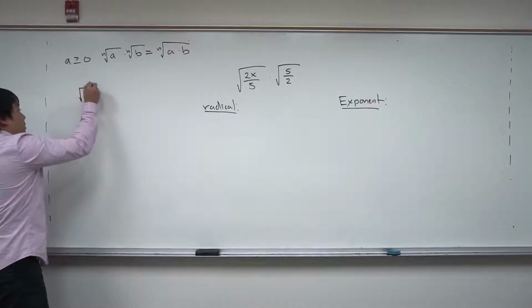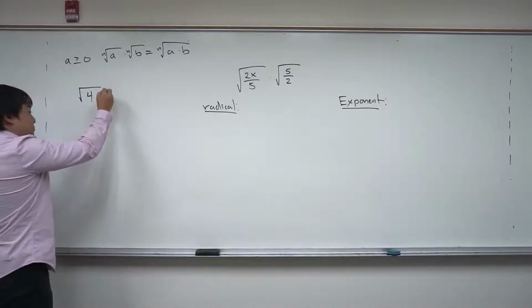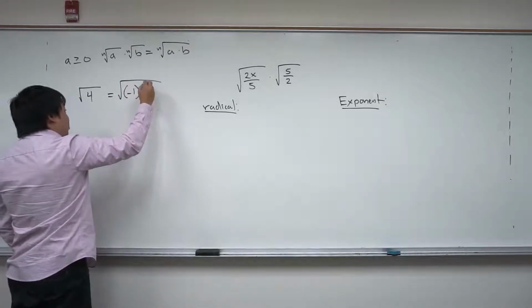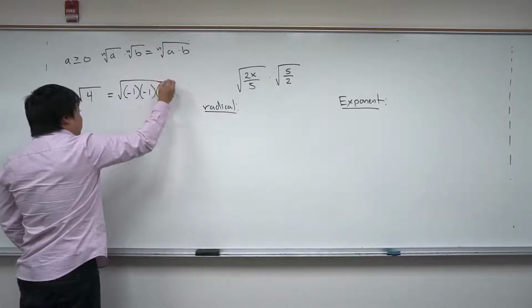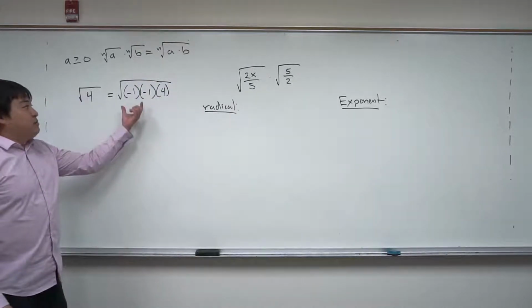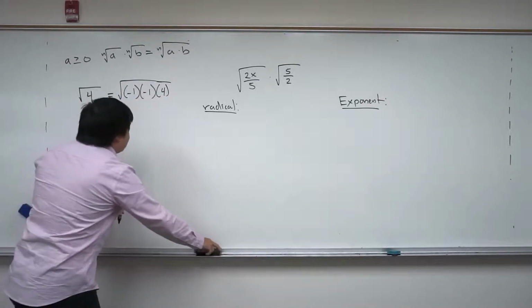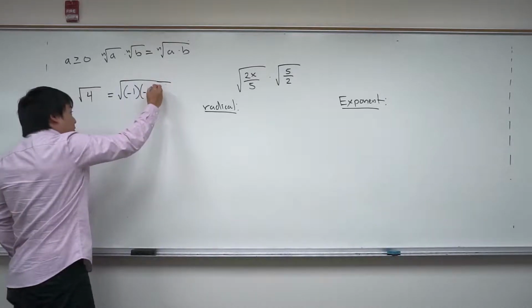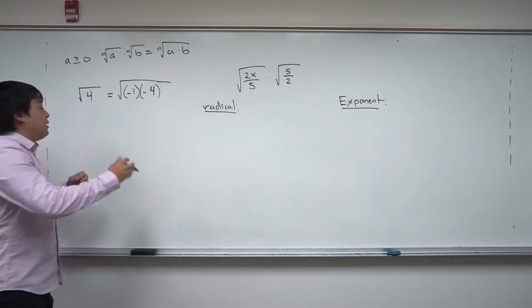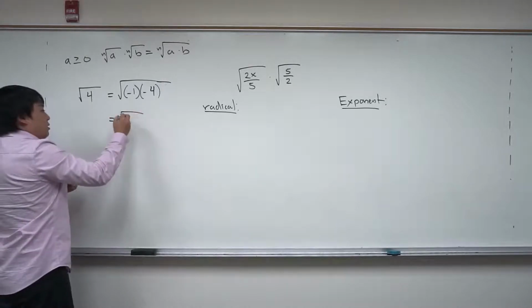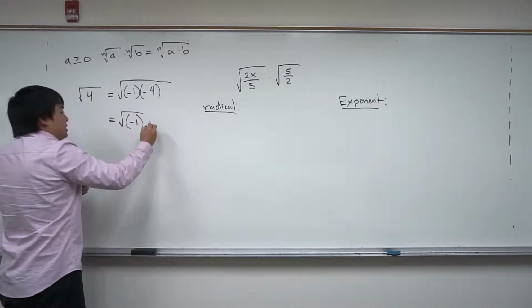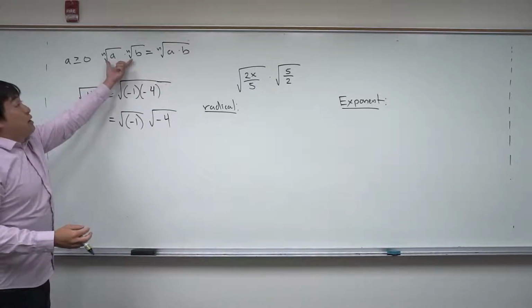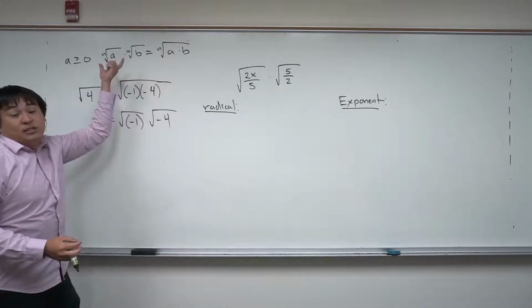So for example, the square root of 4. We can rewrite this as the square root of -1 times -1 times 4. Right? So we have two negatives here. If you want, instead of this -1, just write it as -4. So we have two negatives here, right? And what this rule says is that we could split it, either going from two radicals into one or from one radical into two different ones.